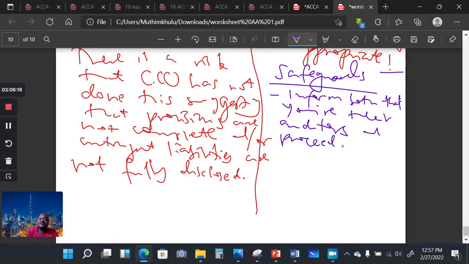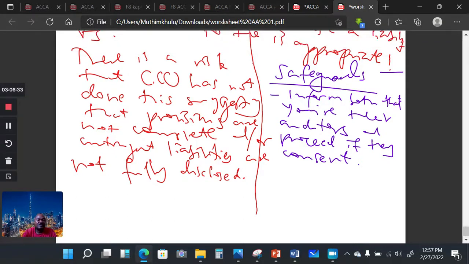Okay, and proceed if they consented to it. If they consent, so you have to proceed with the audit work. If they agree that you become the auditor of their competitor, okay, but you have to inform them. Come clear. You explain everything to them: hey guys, I'm your auditor, I'm also the auditor of B or A or C. Are you happy with that? And if they consent, then you have to continue with the audit.